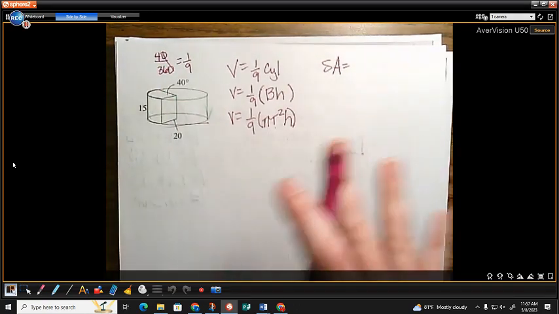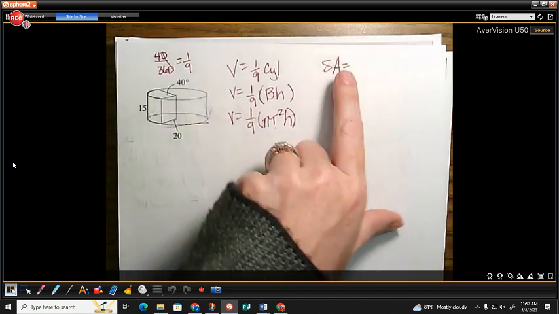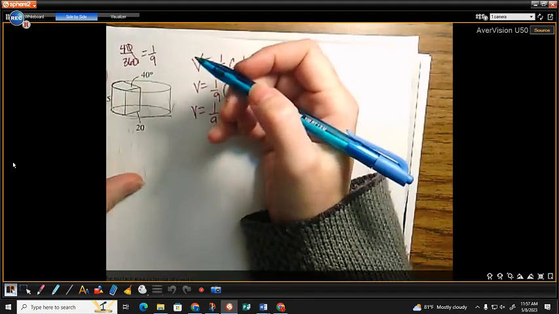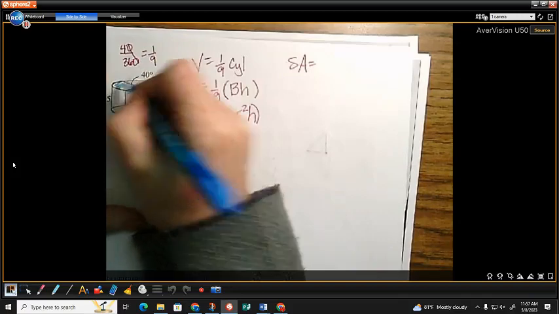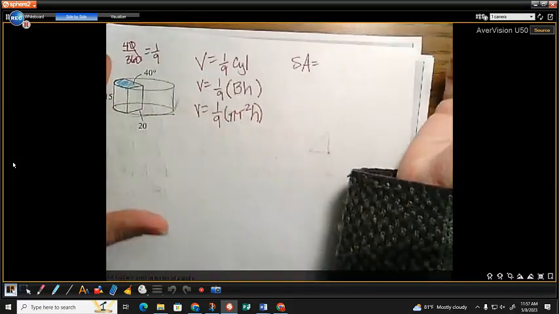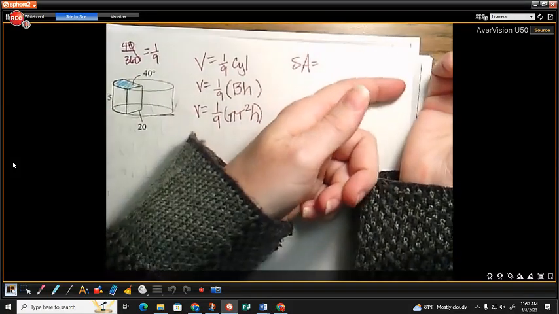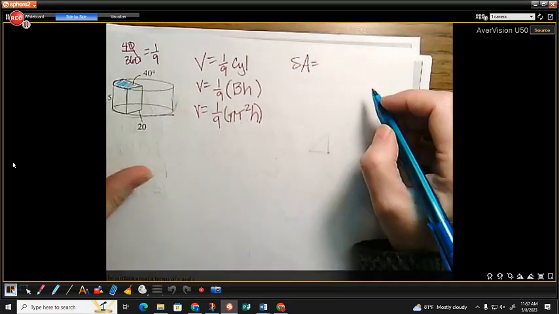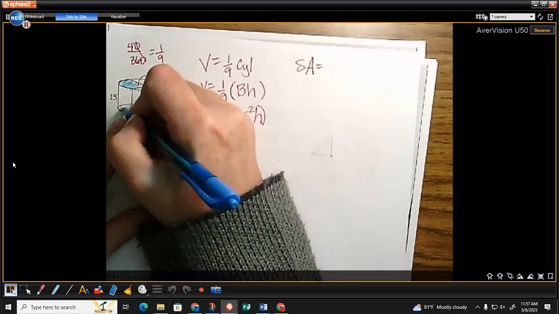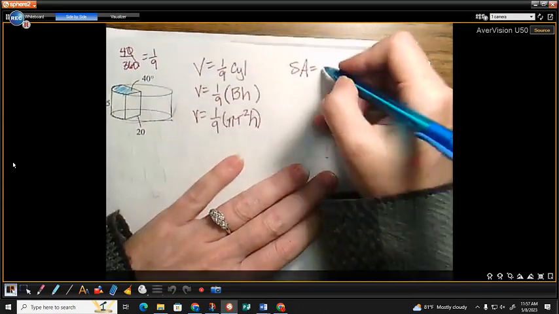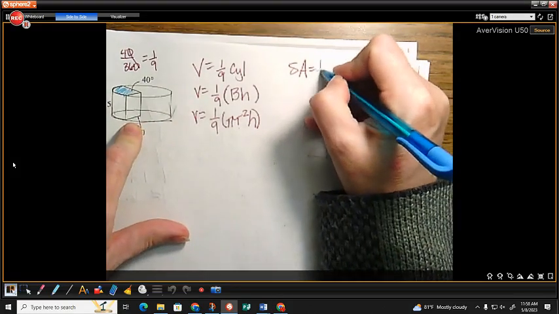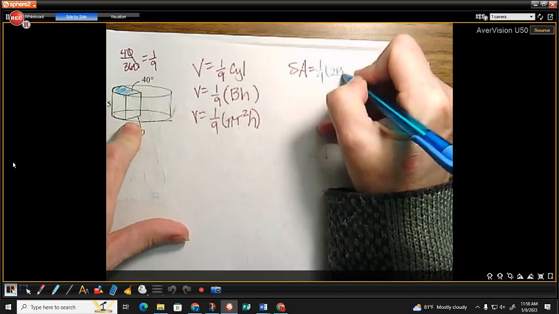Okay, so we're going to stop there. You know how to plug and crank. Surface area is going to be trickier. When I cut this off, am I still going to have a piece of a cylinder? Yes. So look at your cylinder formula for surface area. Do I still have two bases? Yes, but do I have the full two bases? No. How much of the two bases do I have? I have 1/9 of two bases.